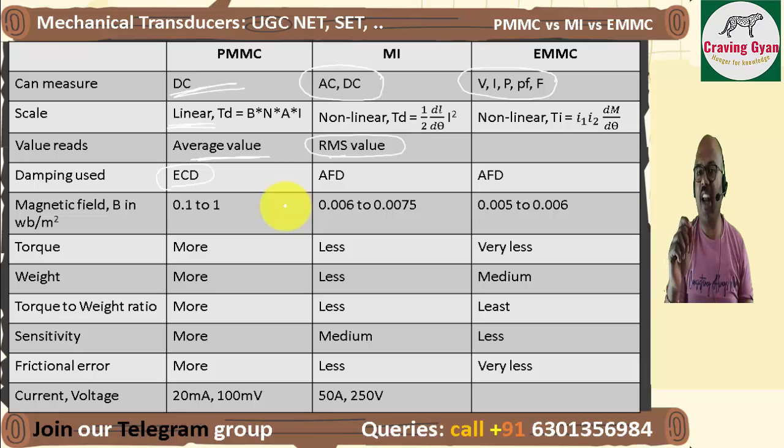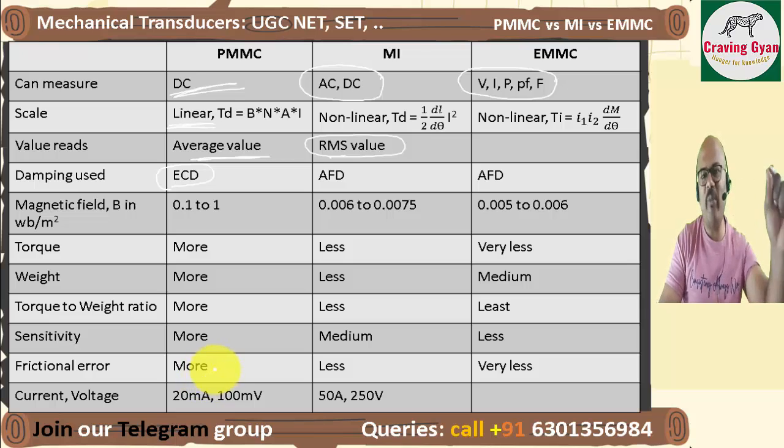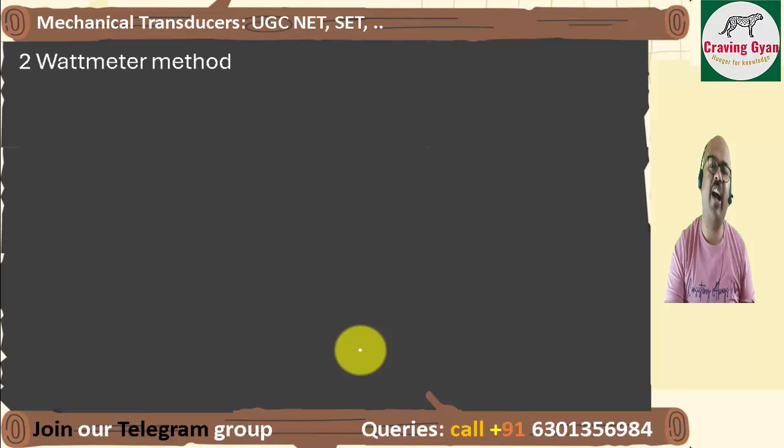Why? You are going to make use of a horseshoe magnet, which is very, very bulky. Torque to weight ratio is also more in the case of PMMC. Sensitivity is more in the case of PMMC. Frictional error is more in the case of PMMC. Why? Because of the spring movement which carries the current. And the range of current that you can measure in the case of PMMC is in the order of milli, but in the case of MI it is in the order of hundreds.